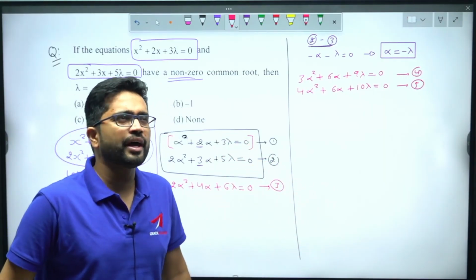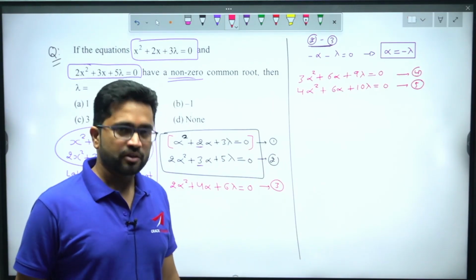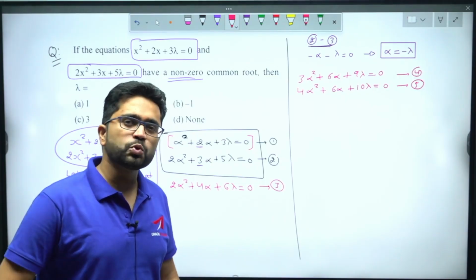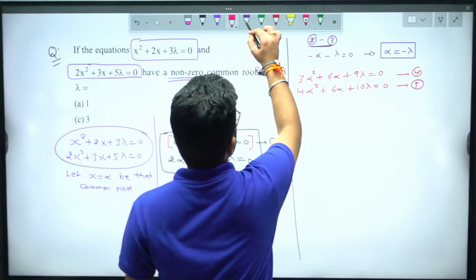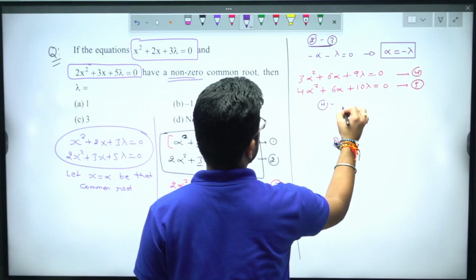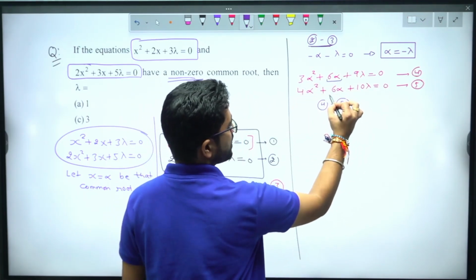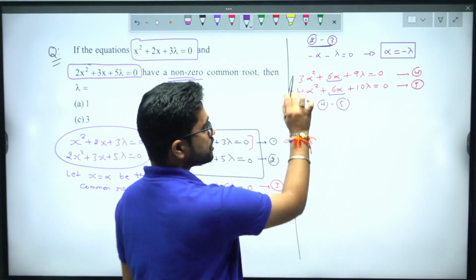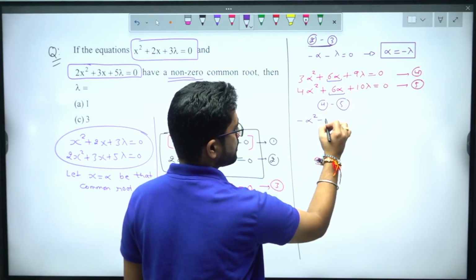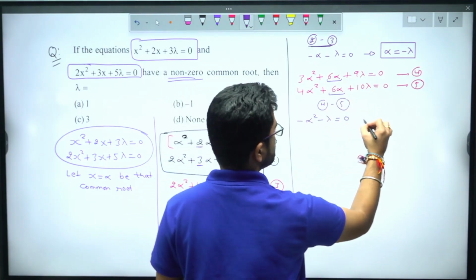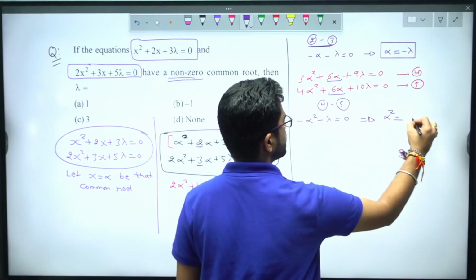Just like with linear equations, we used to eliminate the variables x and y from two linear equations up to your 10th standard. The same process is here. So if I do equation number 4 minus equation number 5, 6 alpha will cancel. So 3 alpha square minus 4 alpha square is minus alpha square, 9 lambda minus 10 lambda is minus lambda, equals 0. So from here once again, alpha square comes out to be minus lambda.